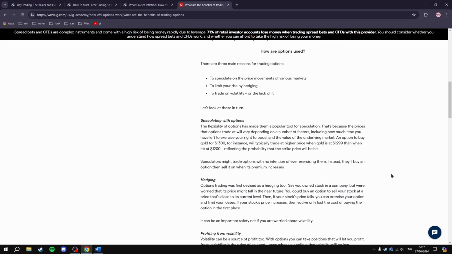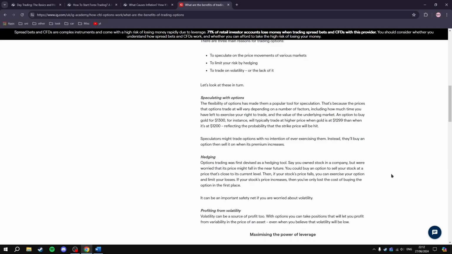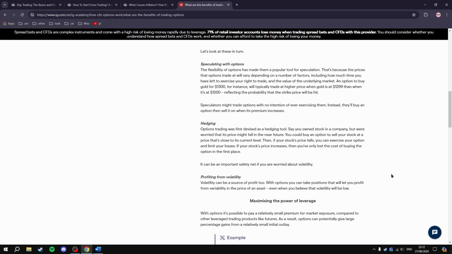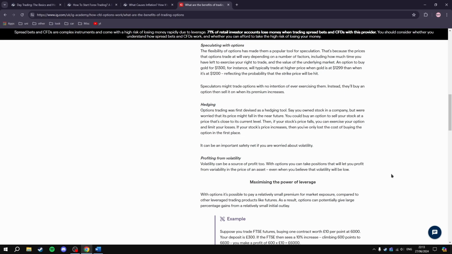So how are options used? There are three main reasons for trading options: speculate on the price movement of various markets, limit your risk by hedging, and trade on volatility or the lack of it. Speculating with options: the flexibility of options has made them a popular tool for speculation, as the prices of options trades vary depending on a number of factors, for example how much time you have left to exercise your right to trade and the value of the underlying market. Speculators might trade options with no intention of ever exercising them. Instead, they'll buy an option and sell it on when its premium increases.